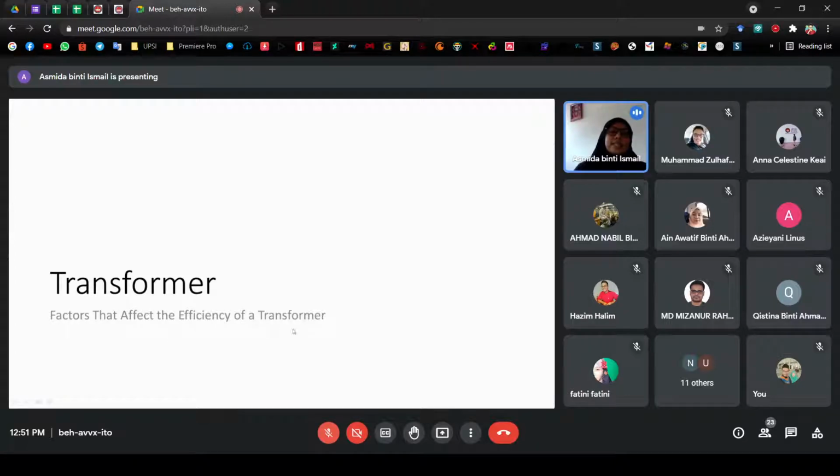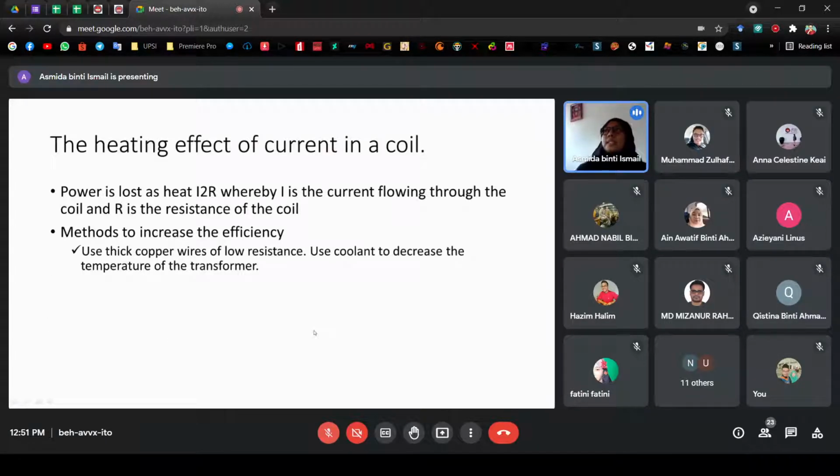Okay, these are the factors that affect the efficiency of the transformer, meaning the things that make your transformer more efficient or less effective. The heating effect of the current in the coil is one of the factors, and this is the method to increase the efficiency.